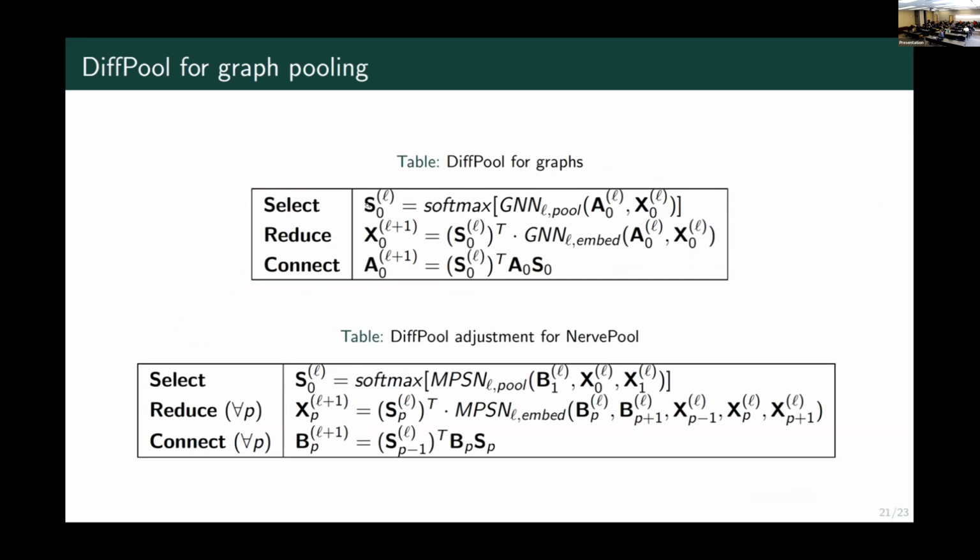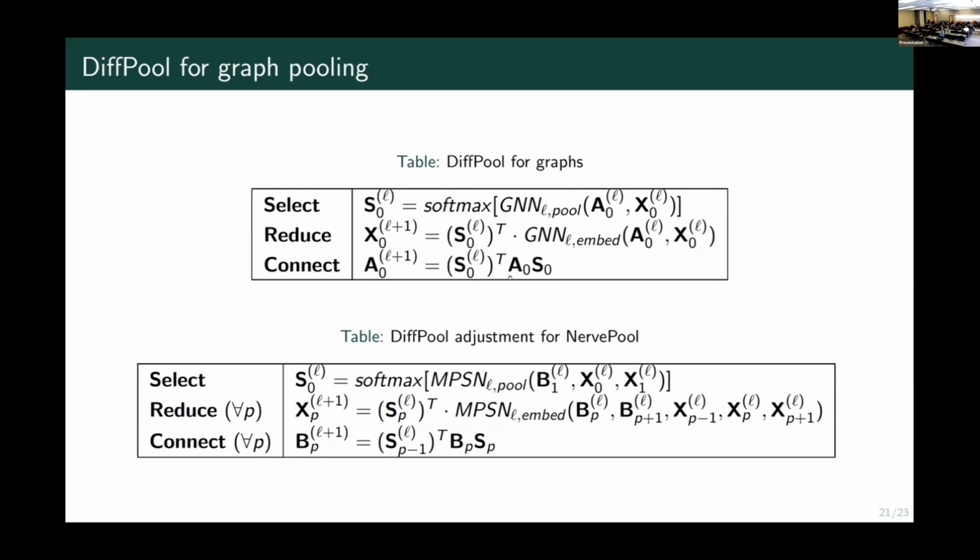And so the DiffPool for graphs is broken into the select, reduce, connect steps here. You get your cluster assignment matrix using a graph neural network, which is shown by this. You are able to reduce that by multiplying your cluster assignment matrix against the embedding GNN output. And then you connect it based on the multiplication of your vertex cluster assignment to the adjacency matrix.